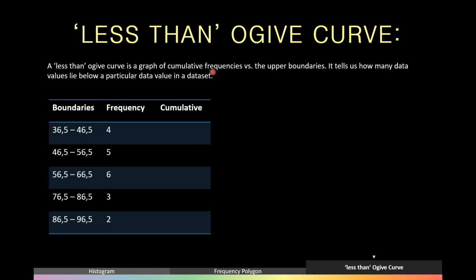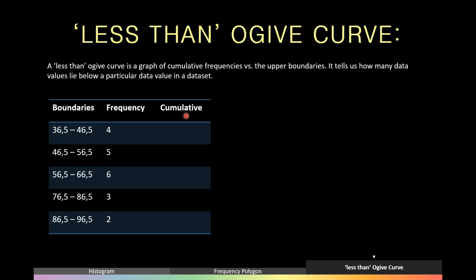Okay, so we're working with that same example just for simplicity, and we've added on a column called cumulative. So this is exactly what you would do if you were told to construct a cumulative frequency distribution. You would first construct the frequency distribution, and then you would add on a column called cumulative frequency. Now, a cumulative frequency is essentially a sum of frequencies.